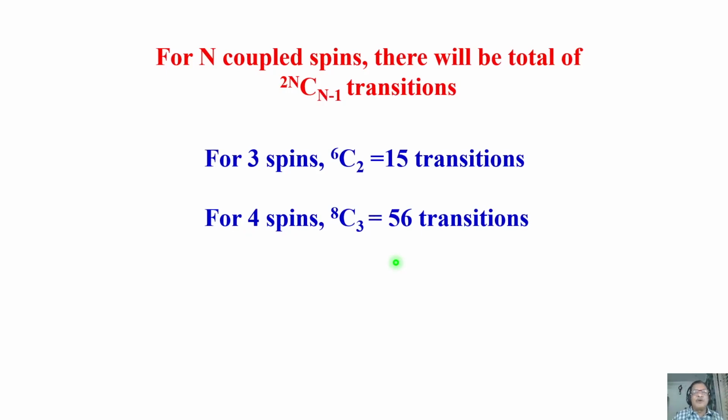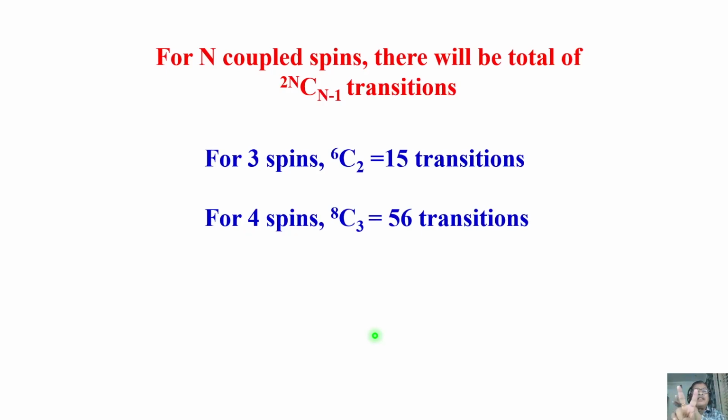Go back to the simple 2-spin case. You got 4 peaks, an AX spin system coupled, and you got 4 peaks. I get the chemical shift at the center of this doublet. I get the chemical shift at the center of this doublet. This doublet separation gives me the J coupling. This doublet separation also gives me the J coupling.